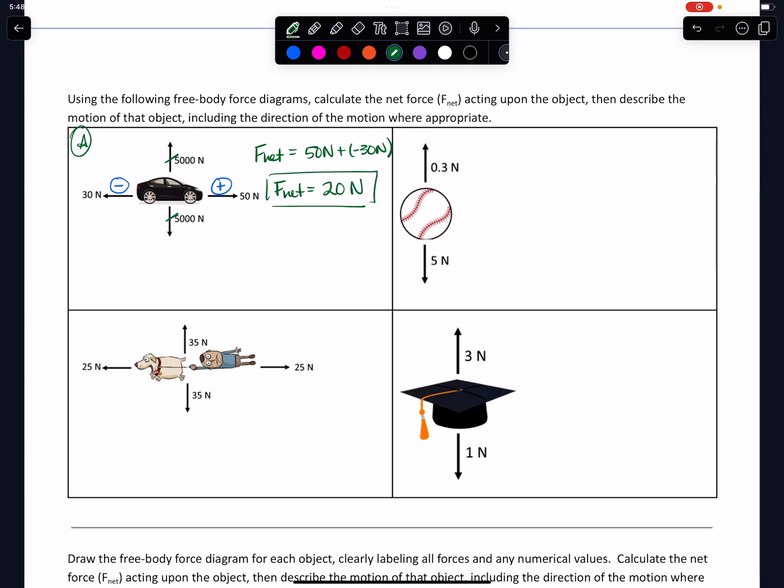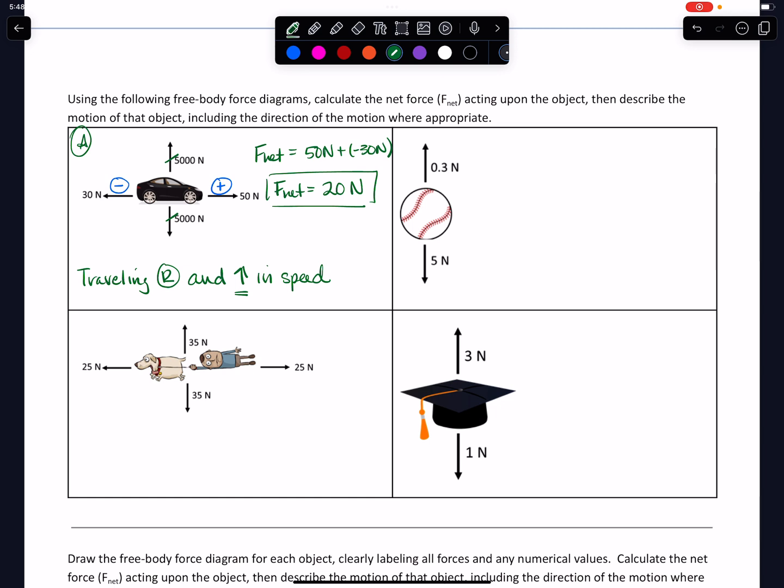So if I look at the car, it's facing to the right. So I'm going to say traveling right and increasing in speed. The reason I say increasing is because my F net is positive, which means my acceleration is going to be positive, which means I have to be speeding up if I'm also moving in the positive direction. All right, let's look at our baseball.